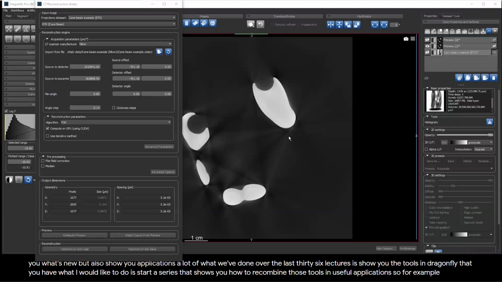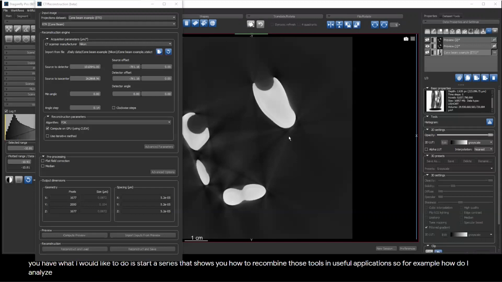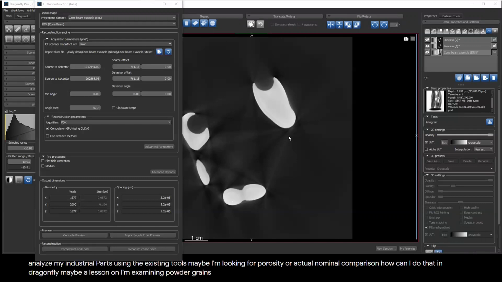So for example, how do I analyze my industrial parts using the existing tools? Maybe I'm looking for porosity or actual nominal comparison. How can I do that in Dragonfly? Maybe a lesson on examining powder grains, where I want to characterize them and write reports on powder grains. Certainly an application on bone studies. What's the best way to get everything I need in bone using the tools in Dragonfly?